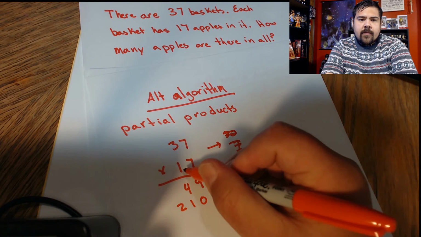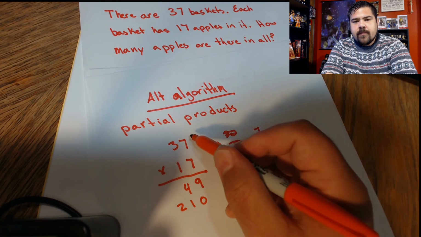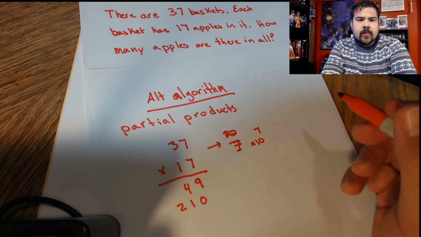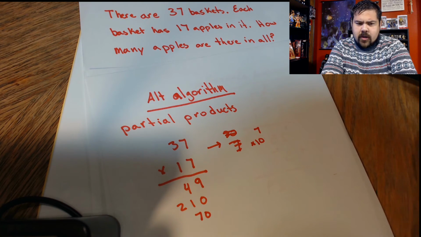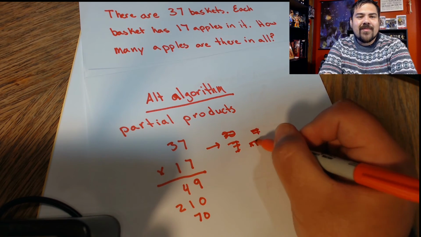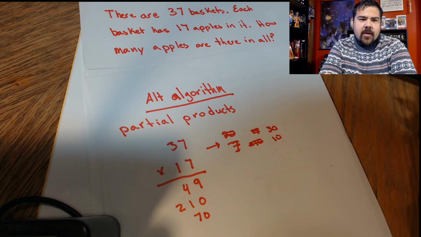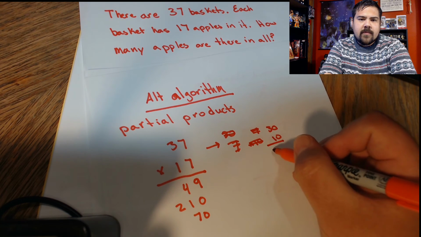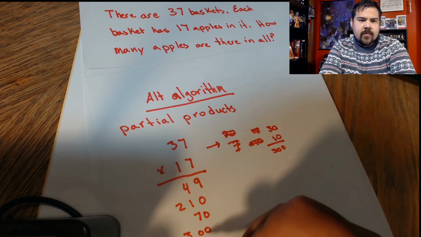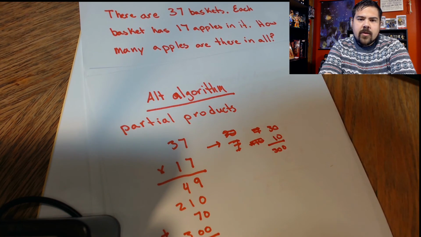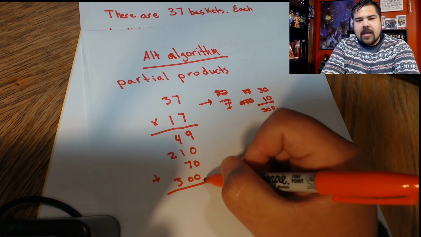You'll follow this pattern for the next number, which is 10 times 7. And for that, we will get what? 70, right? Yeah, 70. So can anybody tell me what we're going to do here for our last part? Okay, so 30 times 10 is 300. Now we're going to take all our partial products and we're going to add them all together.